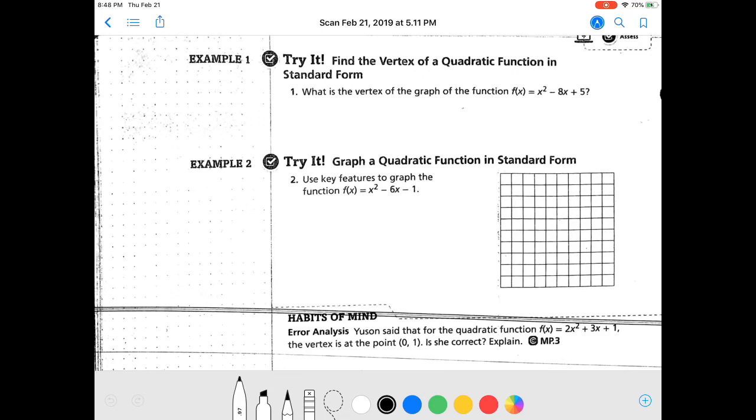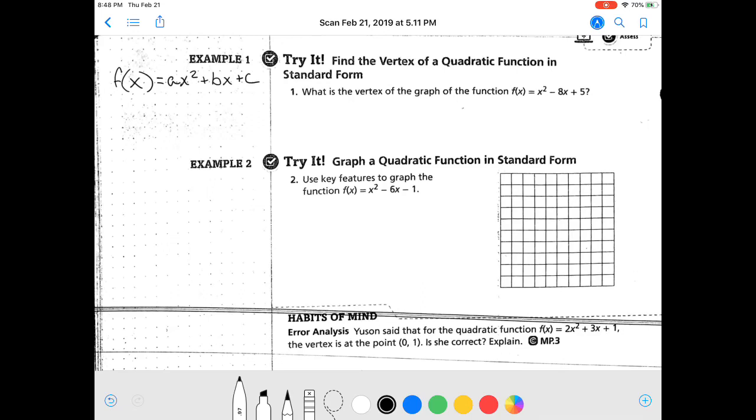So we have to find the vertex of a quadratic formula in standard form. We know how to find it in vertex form, and it's really easy to find it in vertex form, hence the name. So remember, standard form is f of x equals ax squared plus bx plus c. A really important part to this is being able to identify our a, b, and c values.